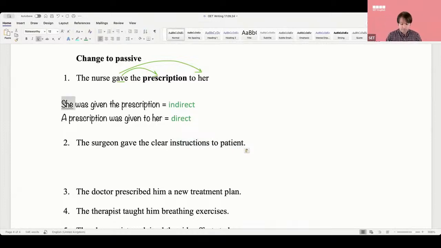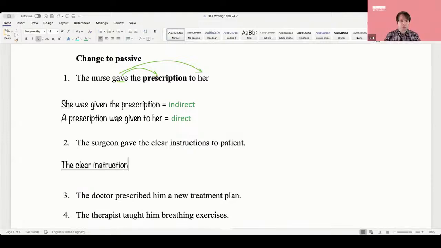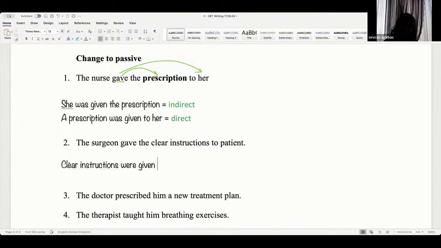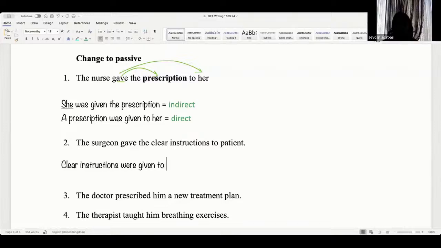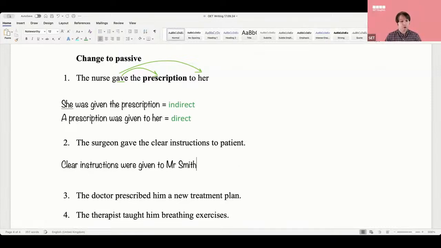Can you do it? Yes, the clear instructions were given to the patient. Or we can just say clear instructions were given. Is this correct, guys? Yes. Instructions were given to who? Patient. Now, Kenny, should I say patient? No. Always use the name.